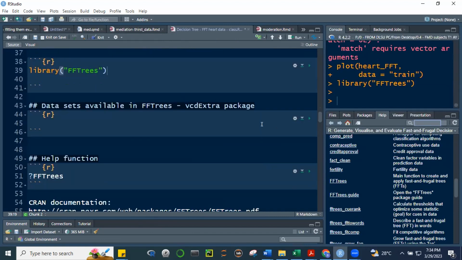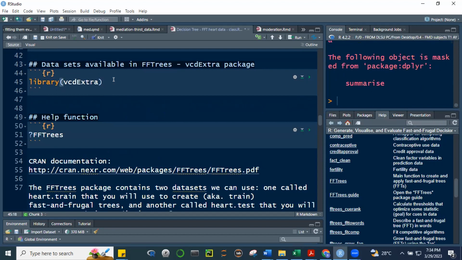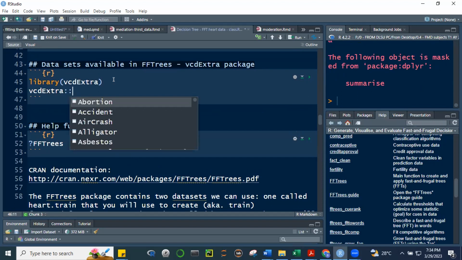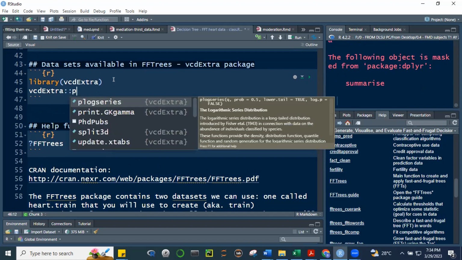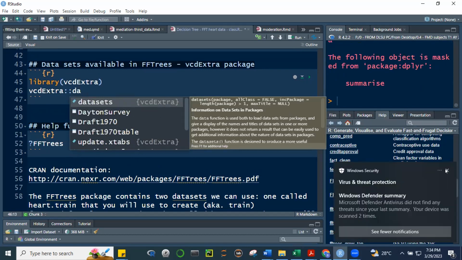Okay. So si vcdExtra, install nga rin natin. Sorry, nakalimutan ko pa i-install sa inyo to. Si vcdExtra, pwede natin gamitin, na-install ko na siya. Kaya library na lang ako. vcdExtra. Okay, so i-library ko siya. And then, merong function siya, vcdExtra, datasets. Yan, datasets. This one.